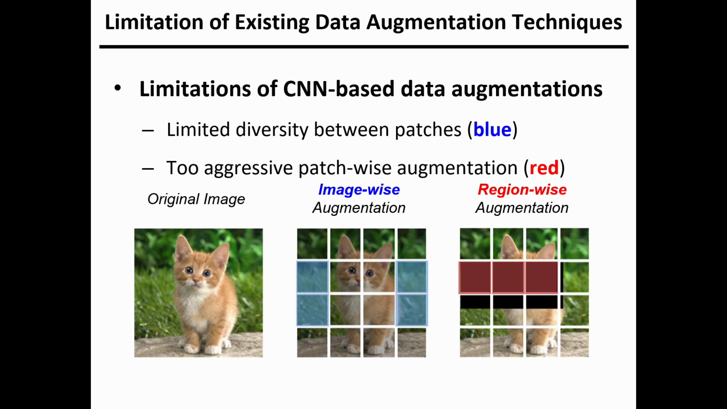For example, using image-wise augmentation can lead to limited diversity between the patches, as shown in the blue patch here. All of these four patches are just randomly generated grass, and it is hard for a vision transformer to learn the diversity between different kinds of grass using only these patches.